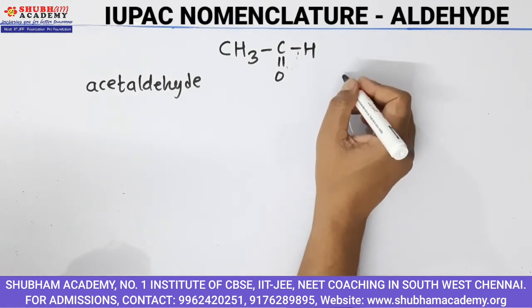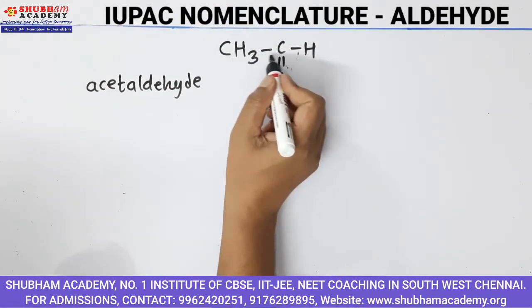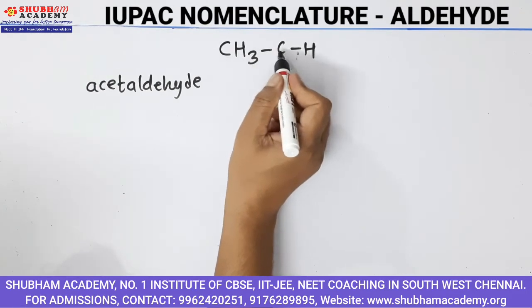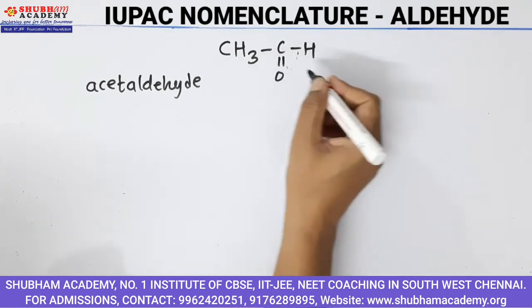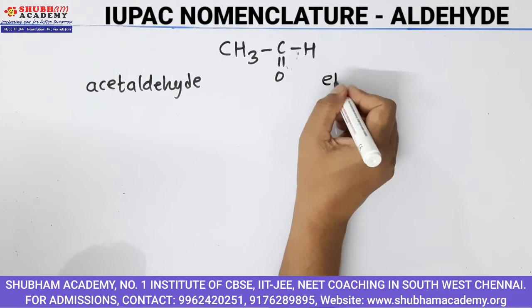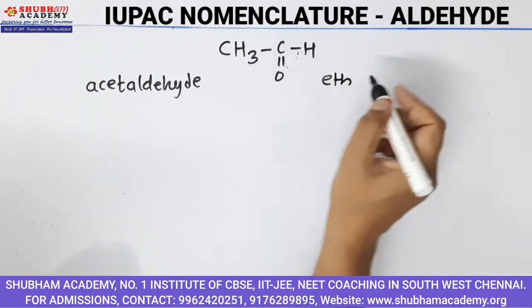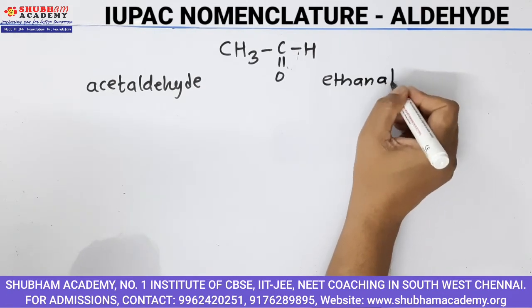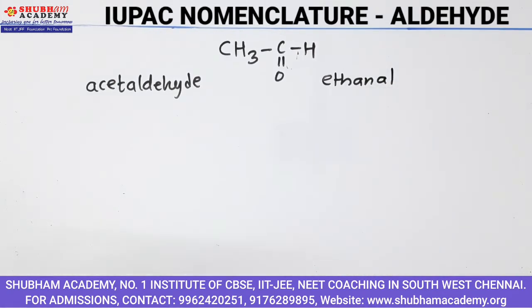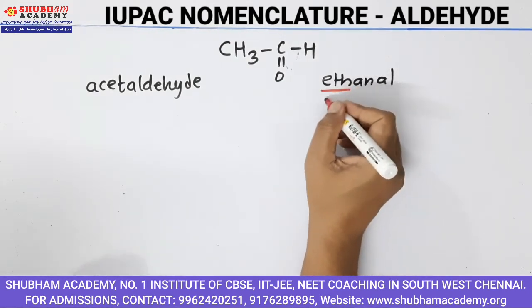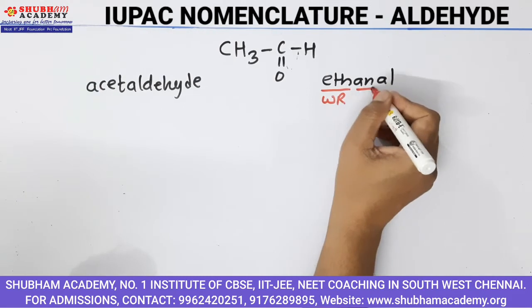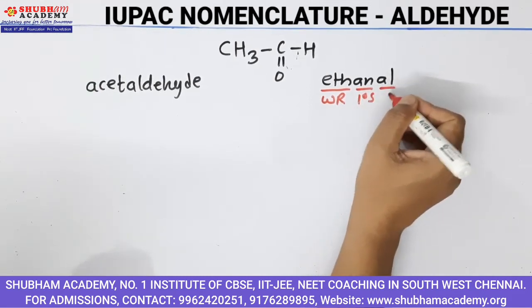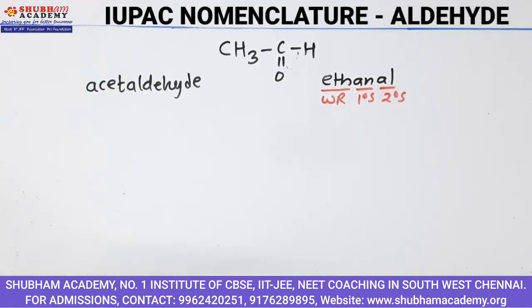And the IUPAC name will be, you have two carbon atoms in the parent chain. So for two carbon atoms, the word root is eth. You have a single bond between them, so ane and al, right? So the IUPAC name is ethanal. If you split this ethanal, eth is the word root, ane is the primary suffix and al is the secondary suffix. We will see some more examples.